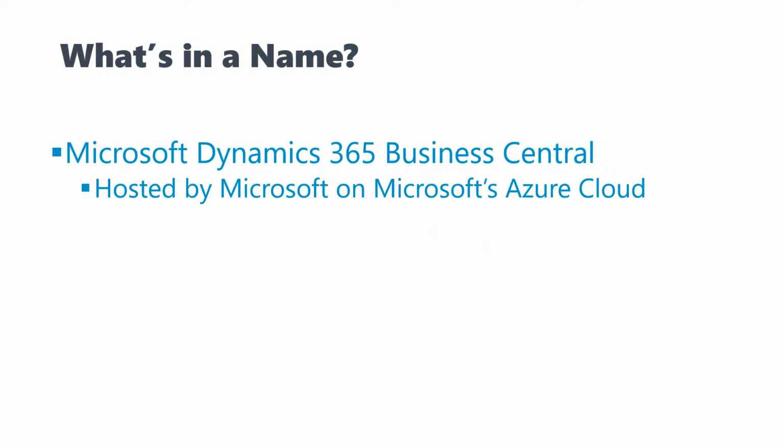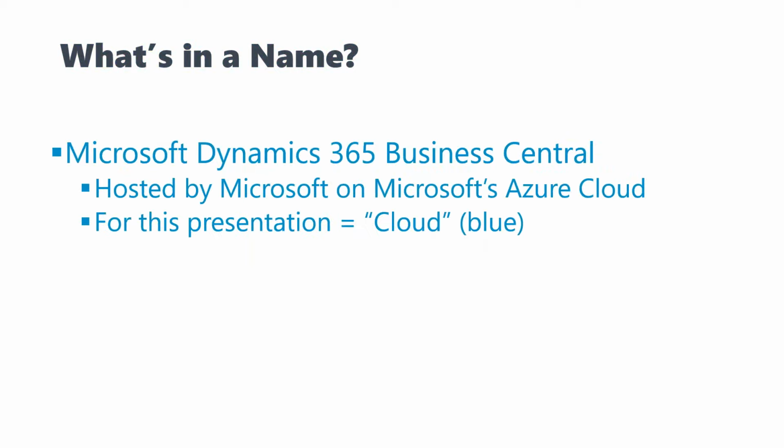So there are actually two products. There's Microsoft Dynamics 365 Business Central. And when you hear this, generally people are referring to the solution that is hosted by Microsoft on Microsoft's Azure cloud. It's a true software as a service product where you have a subscription and it's running on Microsoft's cloud. You don't have to worry about any infrastructure, right? And that is, again, Dynamics 365 Business Central. For this presentation, we've color-coded all the slides, and this product will be referred to in blue, or cloud, like the sky.